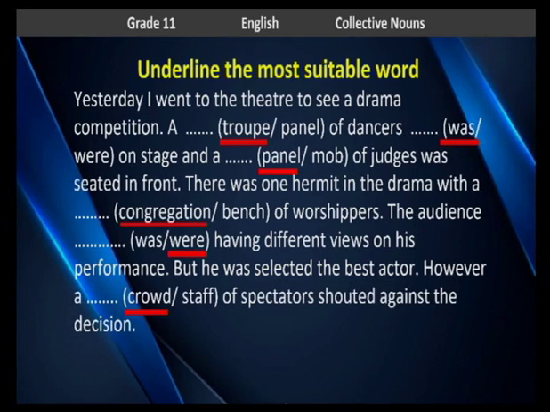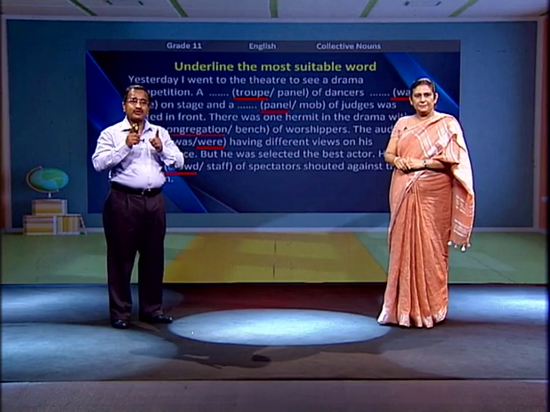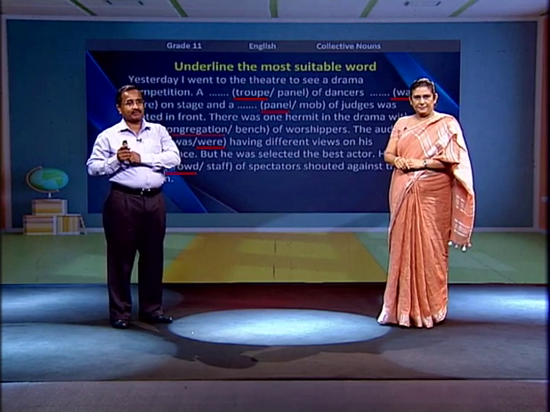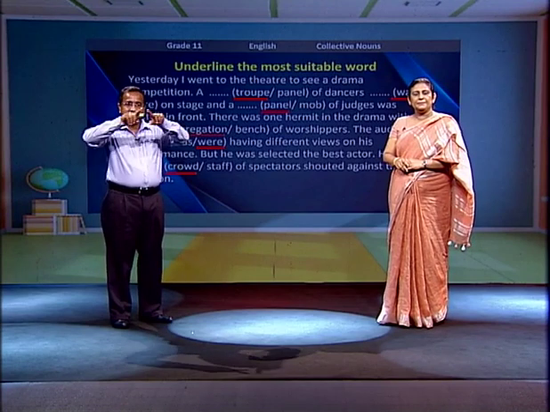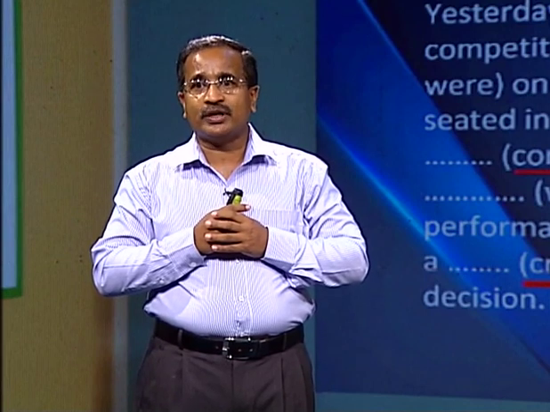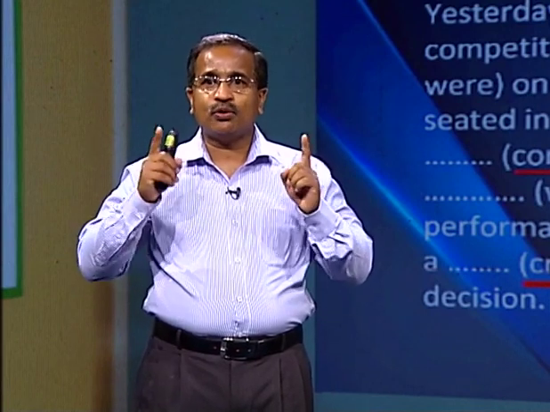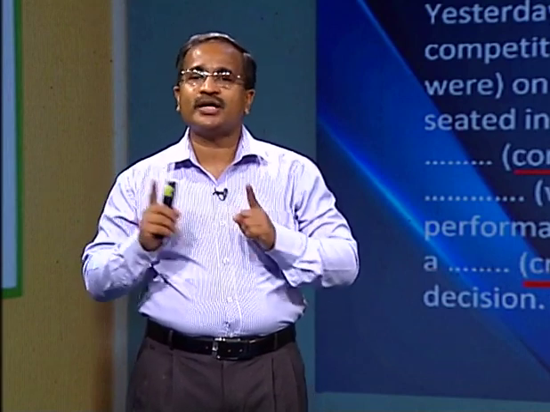When you have a look at the first one, a troupe of dancers, when you talk about dancers, you have to use the word troupe. The panel refers to a group of experts. Troupe of dancers was on stage because you consider it as a singular noun. But if you move to the fifth one, the audience were having different views on his performance.